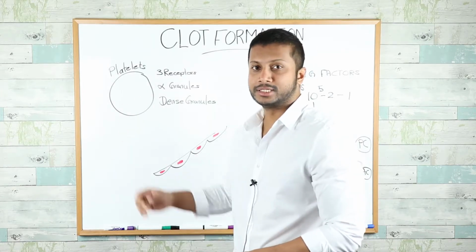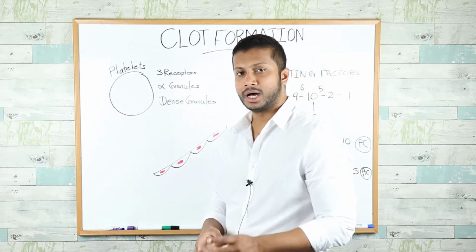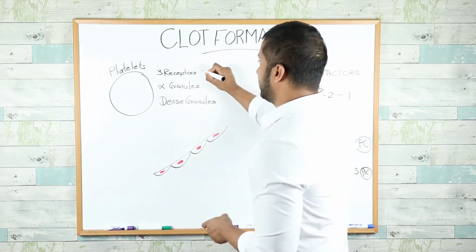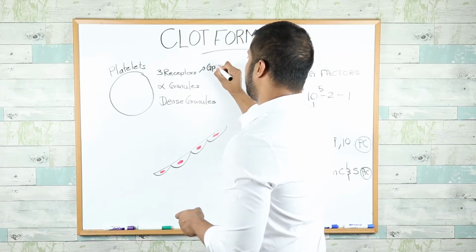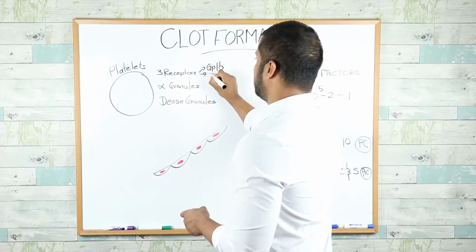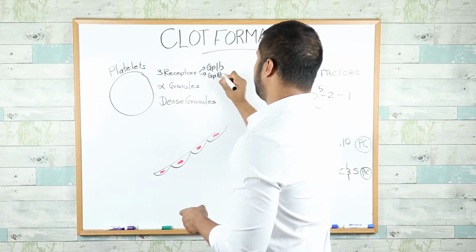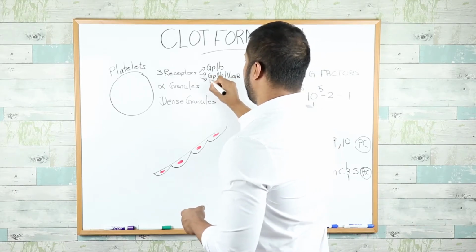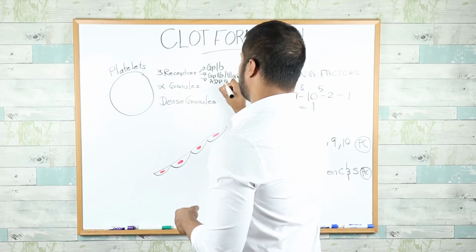Firstly, platelets. Important points for you to remember are it has three receptors. What are the three receptors that the platelet contains? It's going to be called GP1B receptor, GP2B3A receptor, and ADP receptor.